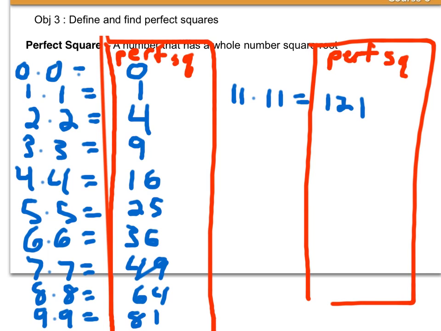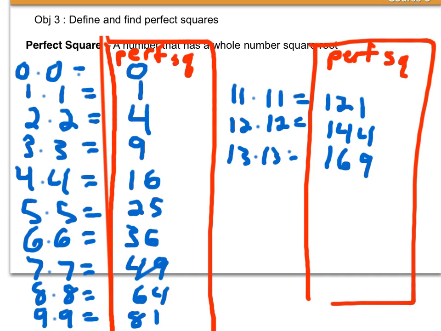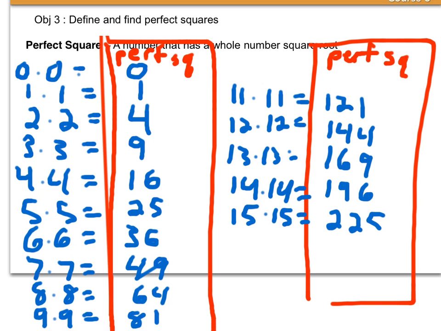12 times 12 would give me another perfect square number. It's 144. So the square root of 144, we know that. That's 12, because 12 times 12 gives me 144. 13 times 13, another perfect square number, is 169. Then after that we can do 14 times 14, and that gives us another perfect square number, which is 196. And we'll stop at 15 times 15, which gives me another perfect square, 225.